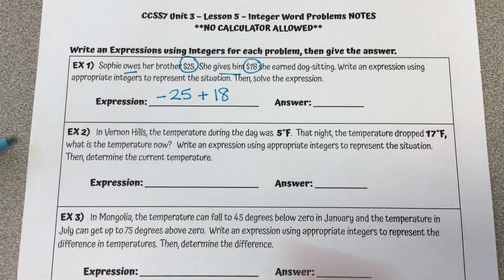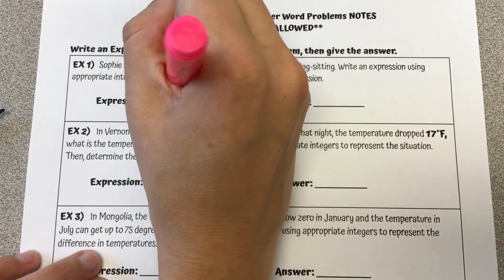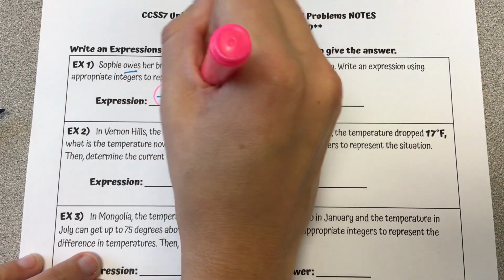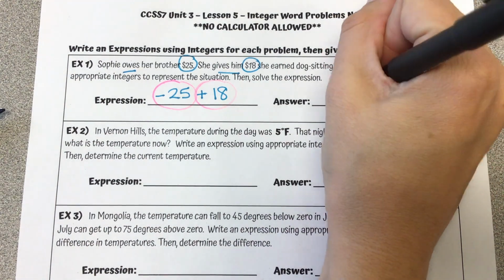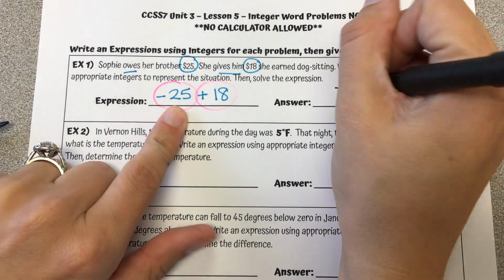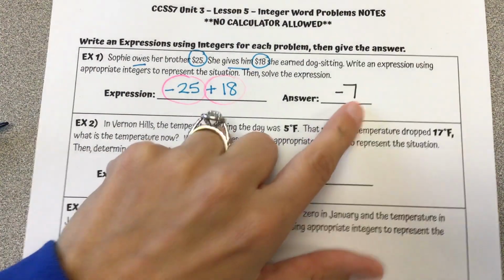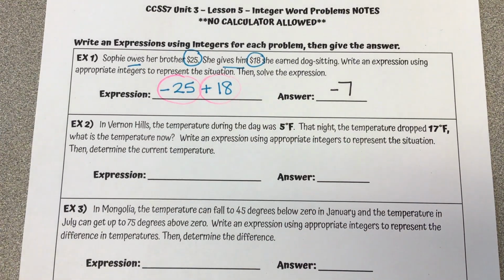Then we would go back and we would evaluate. We've got negative 25, positive 18. They are opposite, so we find the difference, which is 7. There are more negatives, which means she still owes him $7.